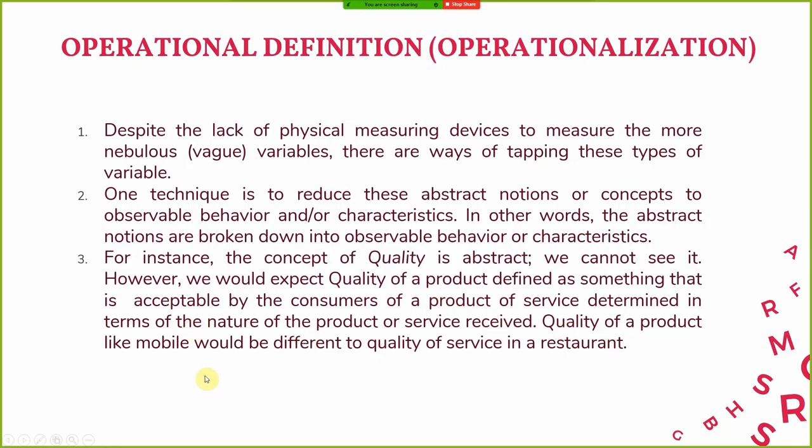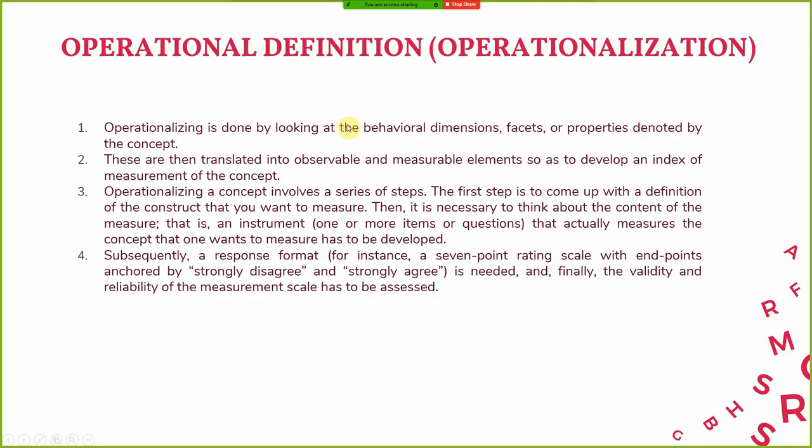Quality of a product like mobile would be... and then the problem is, that's why it's very vague or nebulous, that the quality of the product would be different. If you want to define the quality in a restaurant, that would be significantly different pertinent to quality of a product like mobile. Operationalizing is done by looking at the behavioral dimension that we have already discussed, facets or properties denoted by the concepts. So what is observable pertinent to a leader?